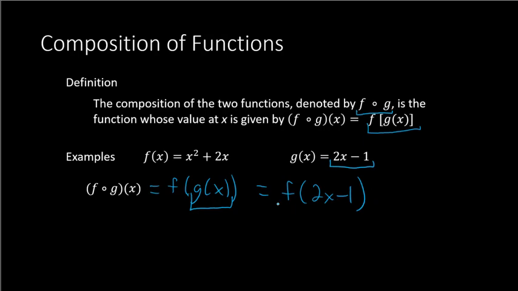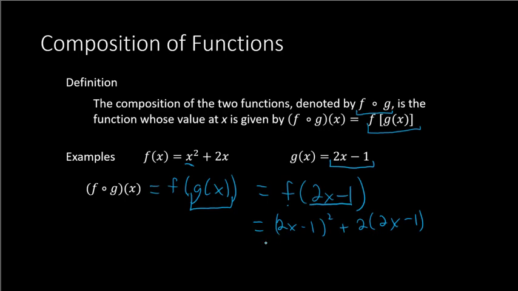Now from here, what we do is we will take the 2x minus 1 and plug it in place of x into the f function, right? Because f of 2x minus 1, you plug it into the f function. So now instead of x squared, we have 2x minus 1 squared. And then instead of plus 2x, we have plus 2 times 2x minus 1.